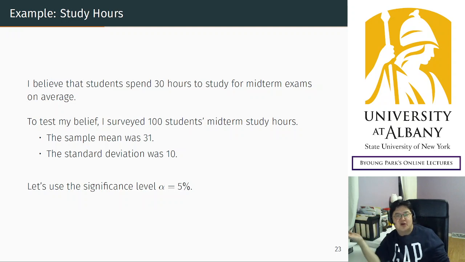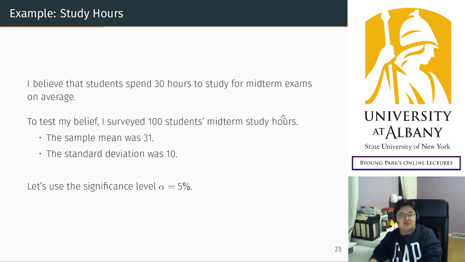The other possible argument is that no, 1 hour difference is huge. You believed 30 hours, but the data says a different number, 31 hours. So the 1 hour difference is huge, and it cannot be noise. It's a significant difference, so you have to apologize to the students. They are studying more than you think. I don't know, so both are possible. So we are going to choose which is the correct argument statistically. I will show you how to do that.